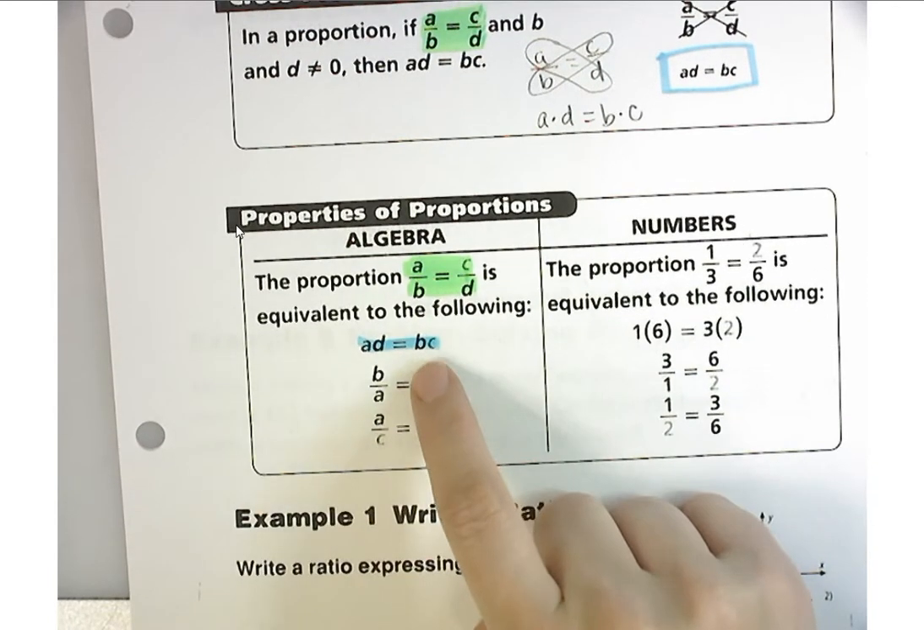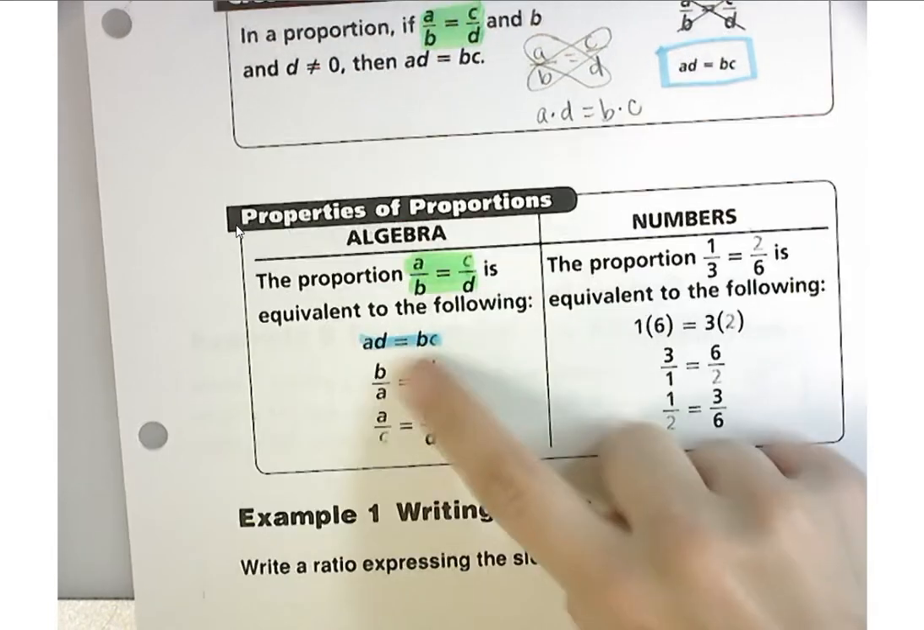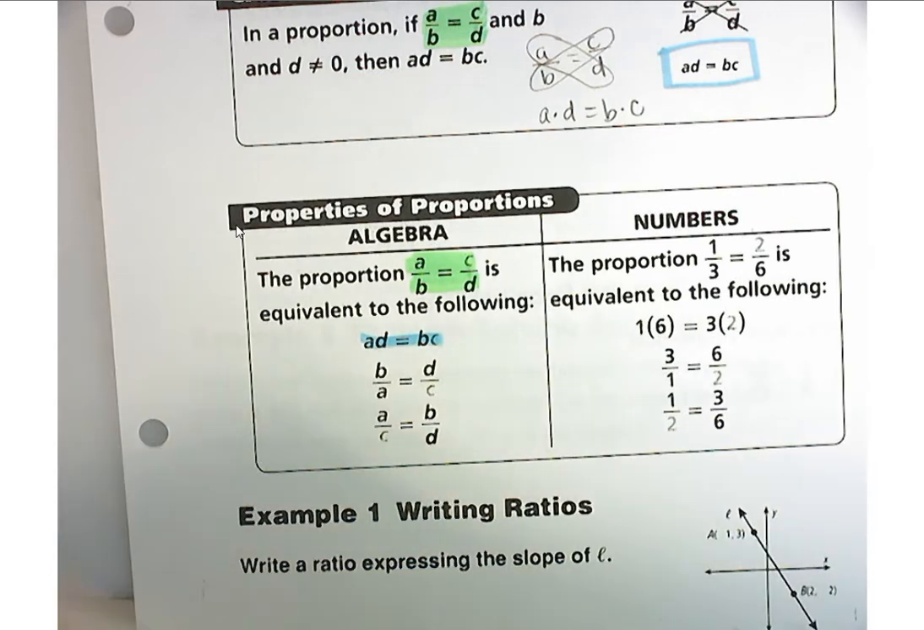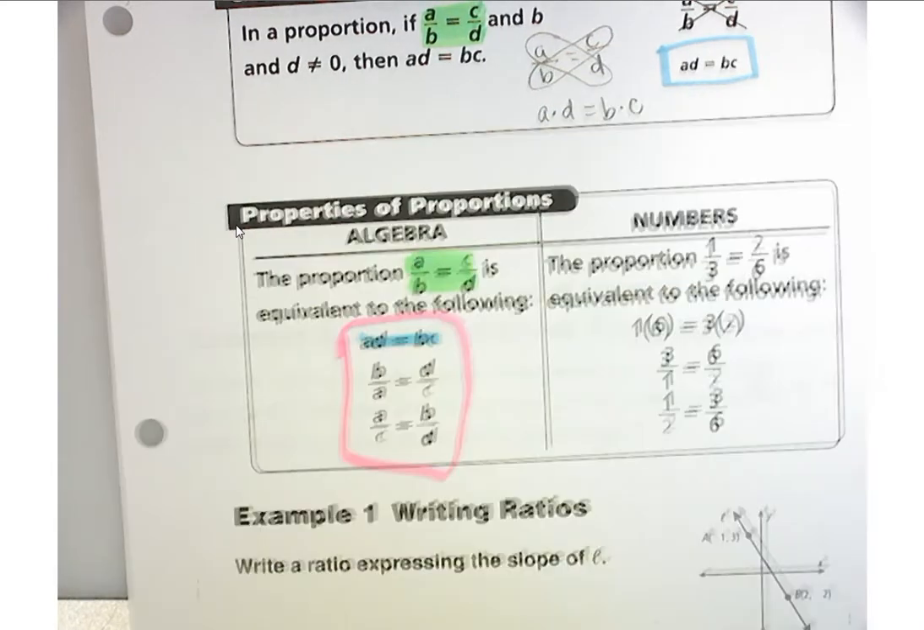Okay, you could also divide both sides by C here, and then divide both sides by D, and then you would get this other proportion. Okay, so all of these are equivalent to each other.